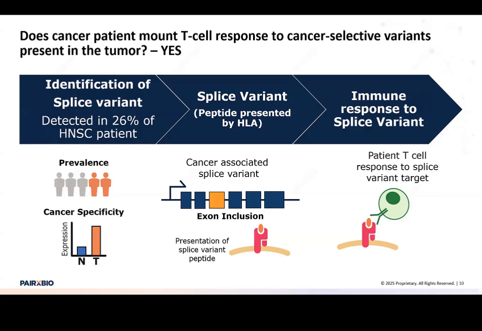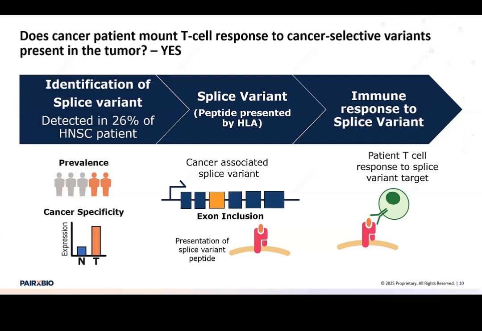So the study started by looking for cancer-selective variants, which is what you see in the middle of the chart, the cancer-associated splice variant. We found in head and neck cancer patients that there was a particular splice variant present in about 26% of those patients. We can find that this variant is only present in tumor samples and not normal samples. And we asked whether cancer patients that have this variant were mounting an immune response towards that particular splice variant.